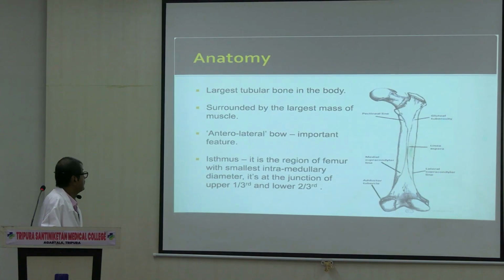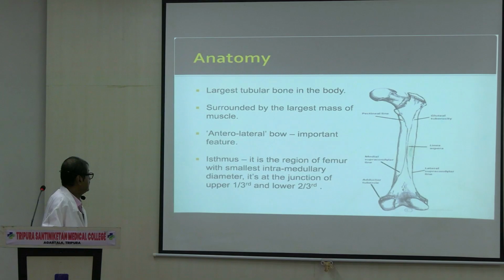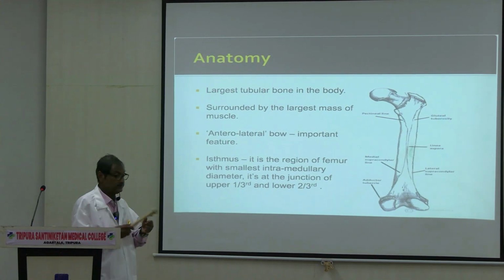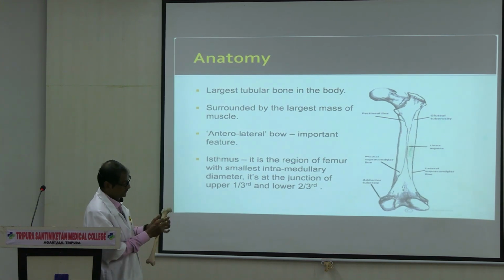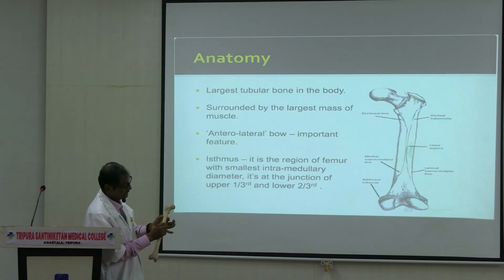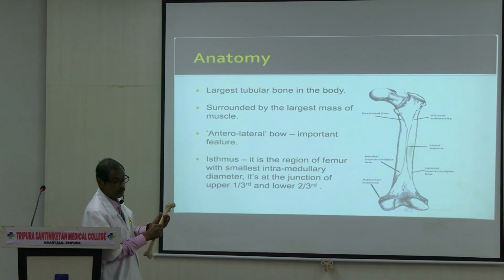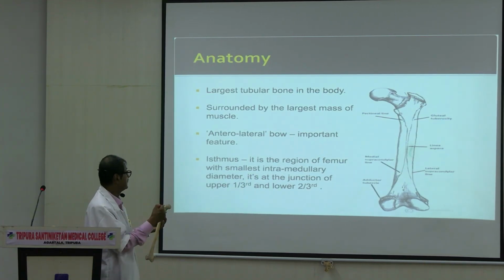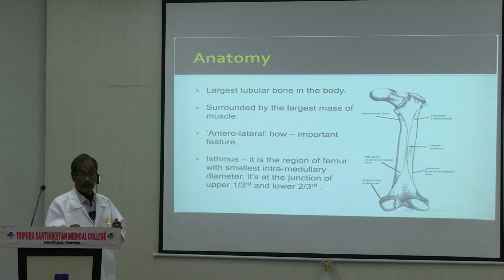The femur is the longest bone of the body, surrounded by the largest mass of muscles. Anterolateral bowing is there. The isthmus is the region of the femur with the smallest intramedullary diameter. This portion is the isthmus. The medullary canal diameter is very small here. So when we ream the bone, it is very difficult to ream and put the nail. All are shown here.